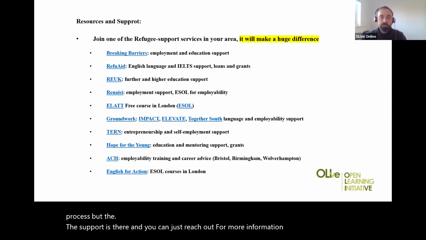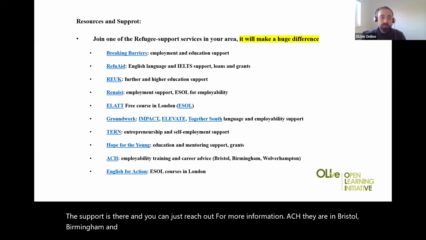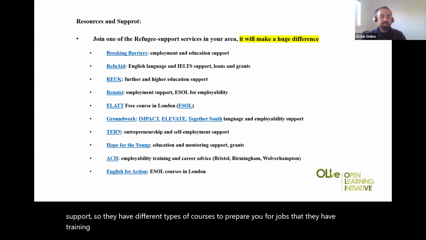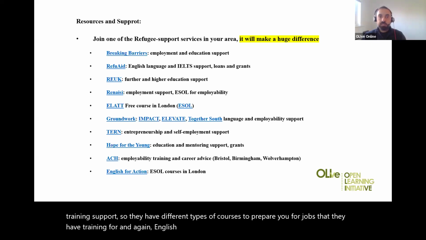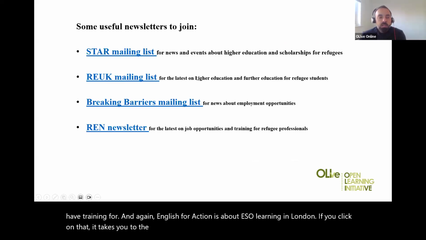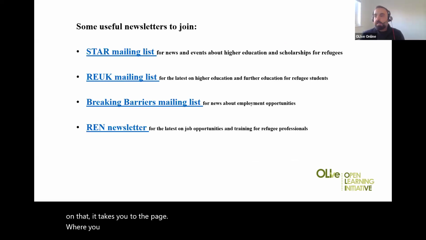ACH, they are in Bristol, Birmingham, and Wolverhampton. If you are there, they have employability and training support. So they have different types of courses to prepare you for jobs that they have training for. And again, English for Action is about ESOL learning in London. If you click on that, it takes you to the page where you can find English courses.